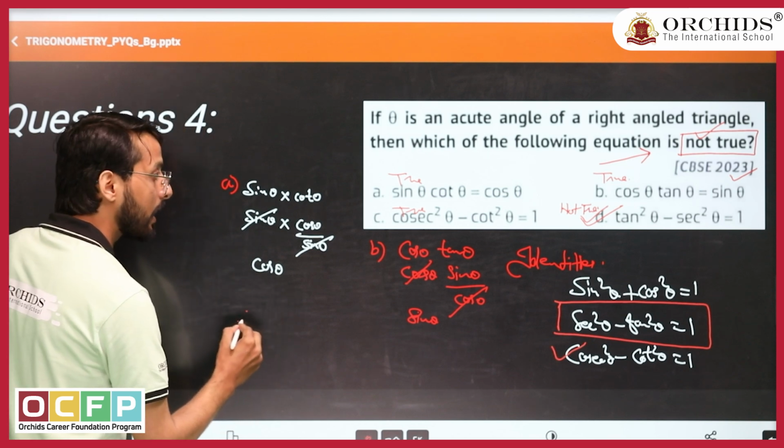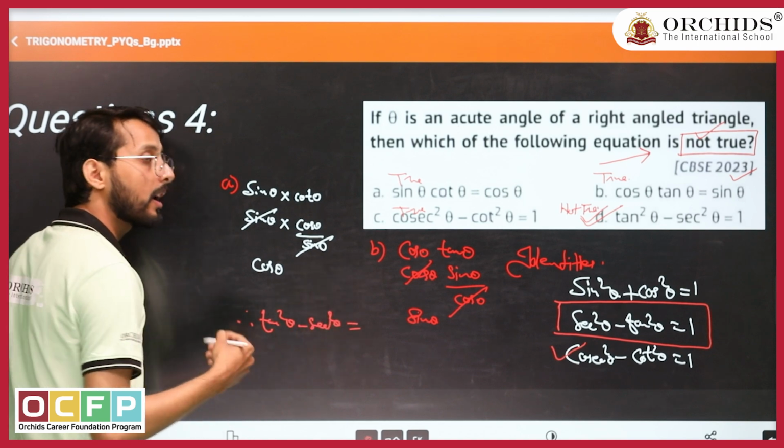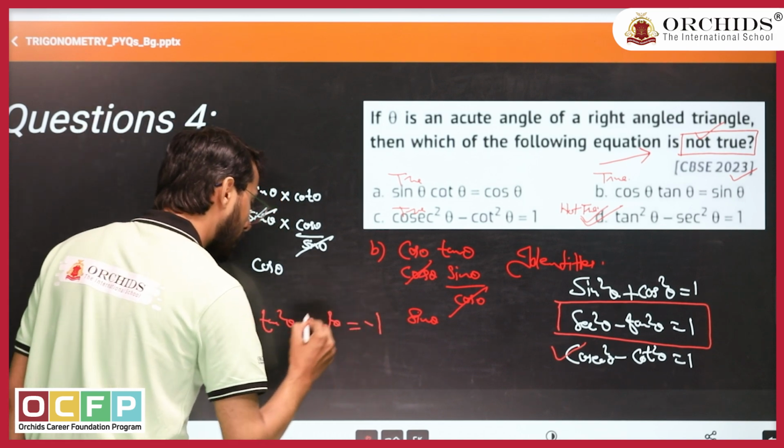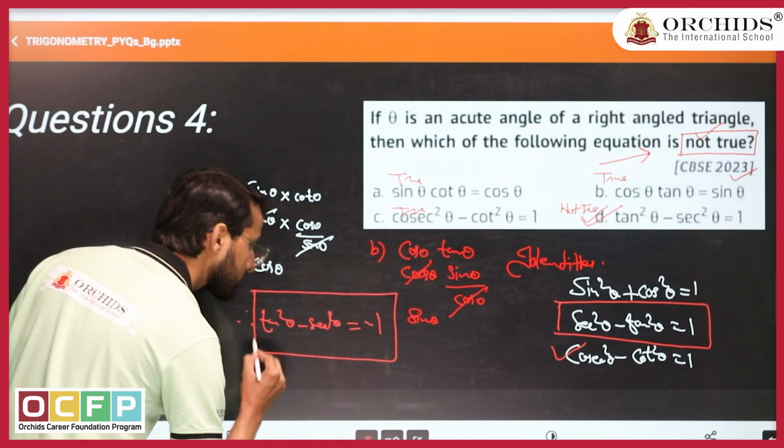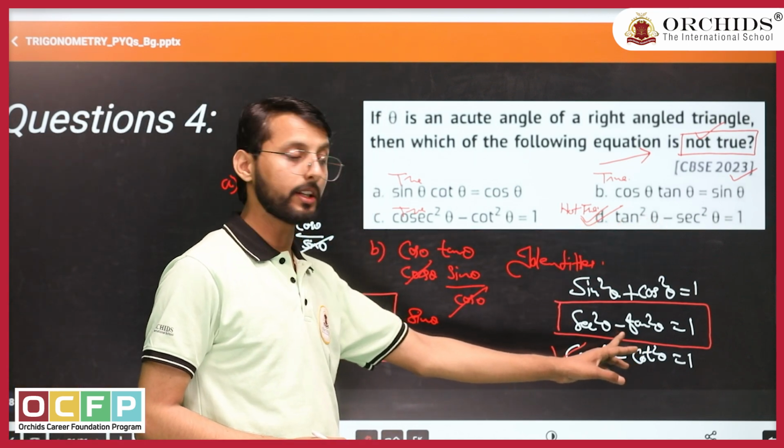Because if I write tan square theta minus secant square theta, what answer should I get? I should get minus 1, not plus 1. Because this is just the minus. If you take it common from the main identity, you will get negative 1.